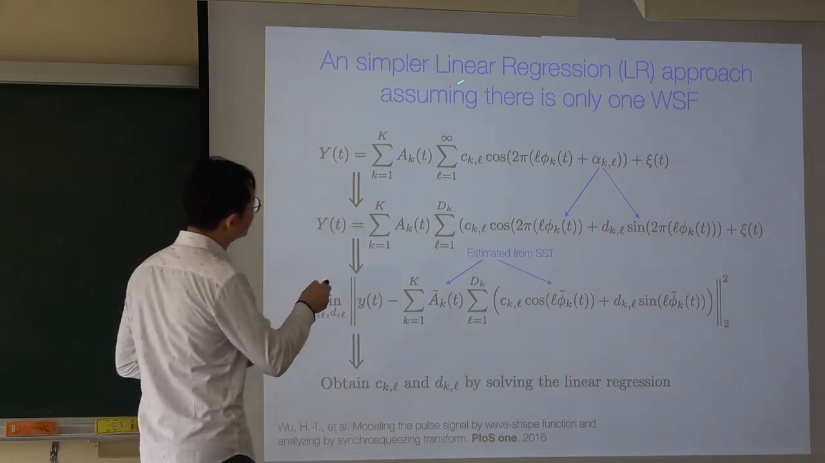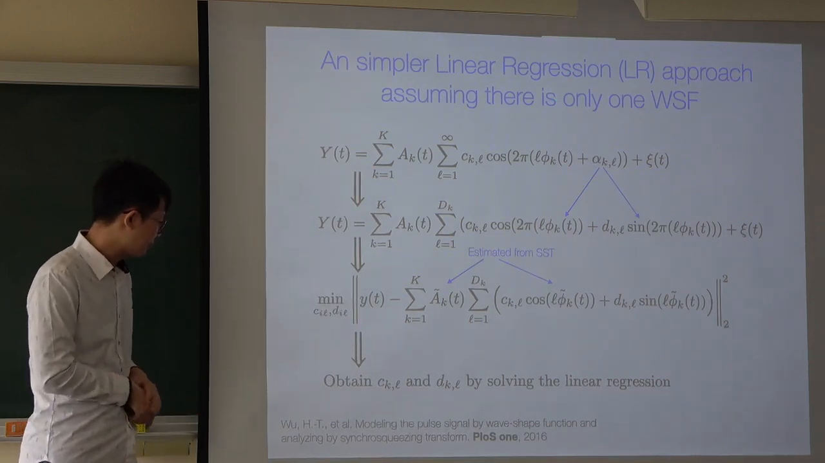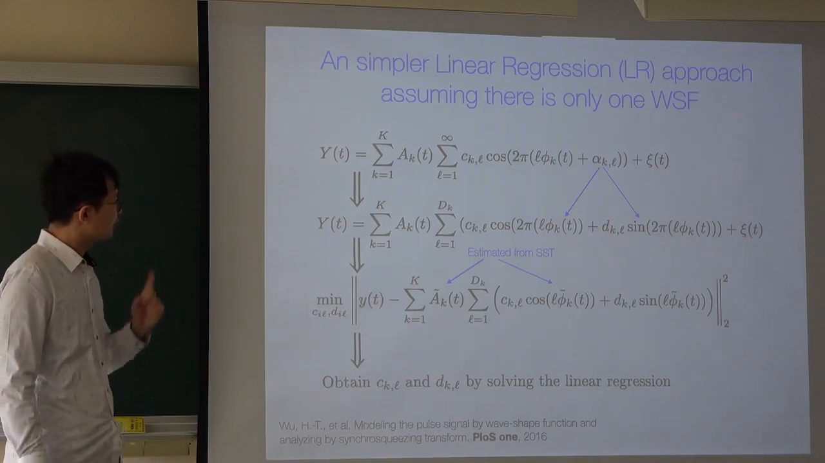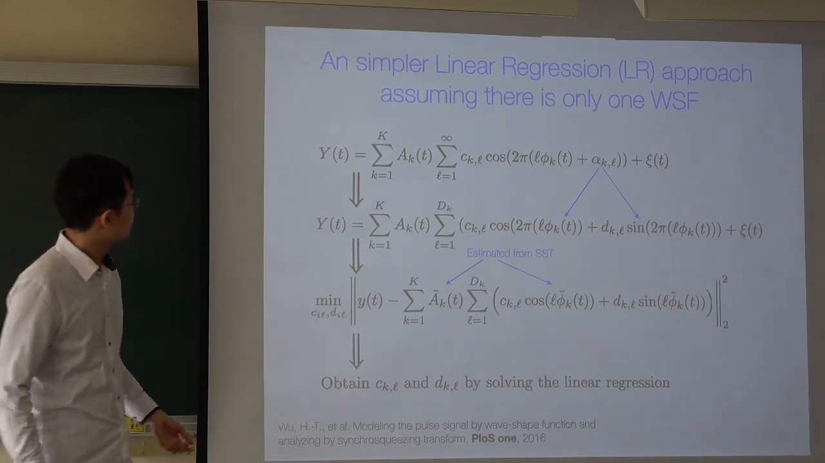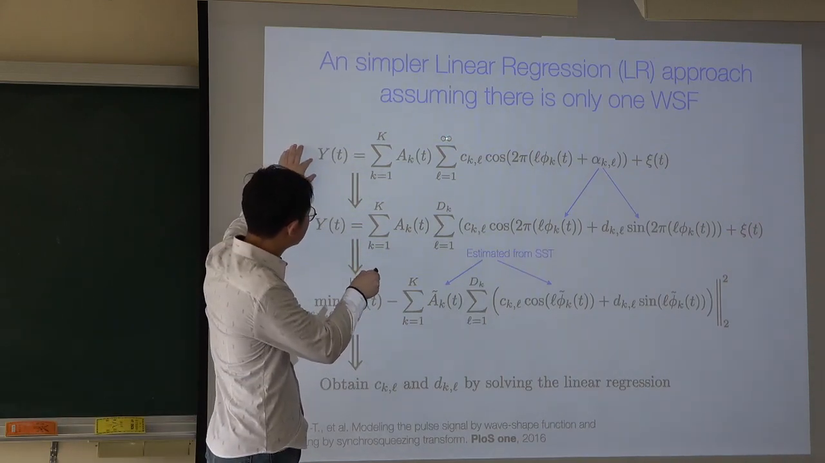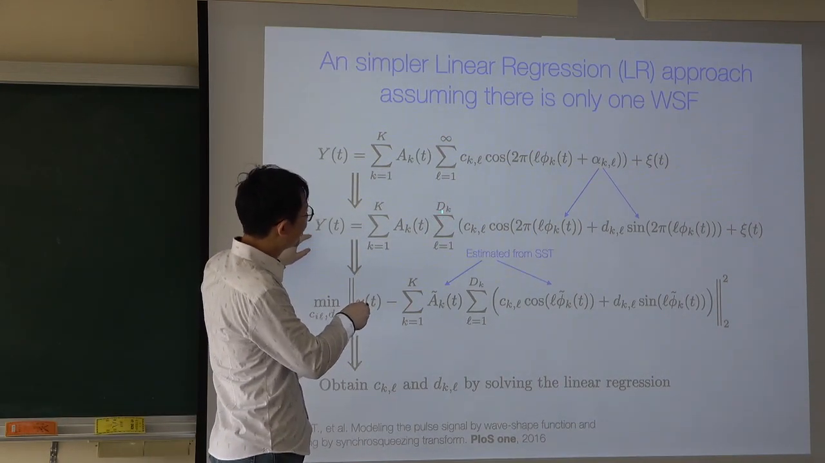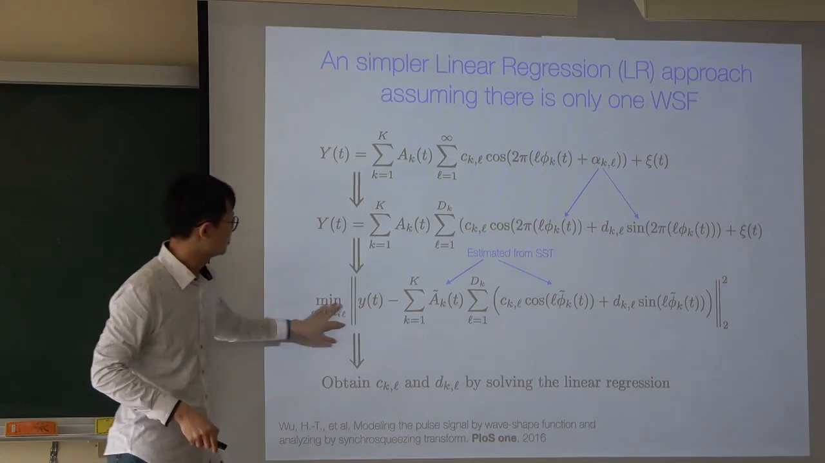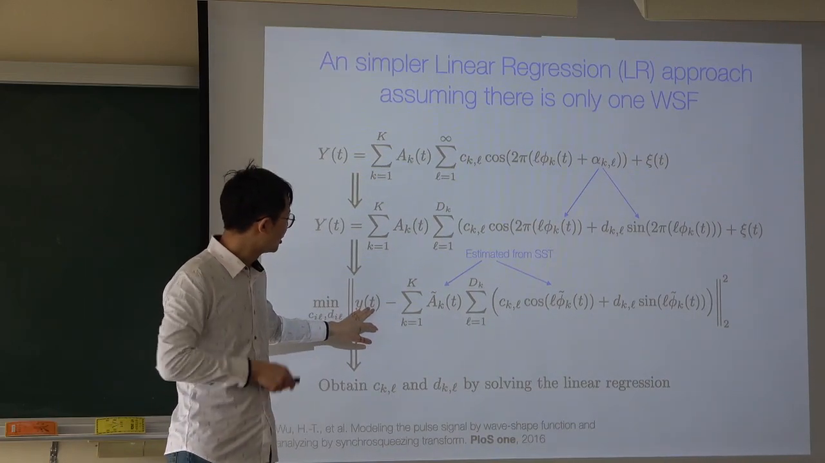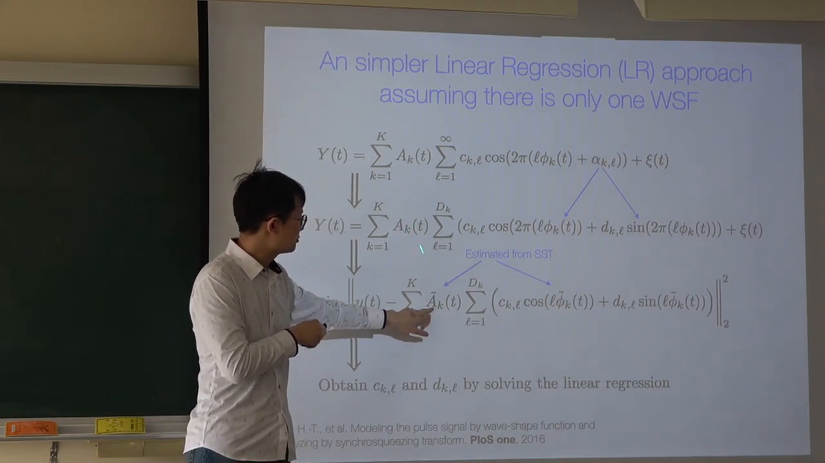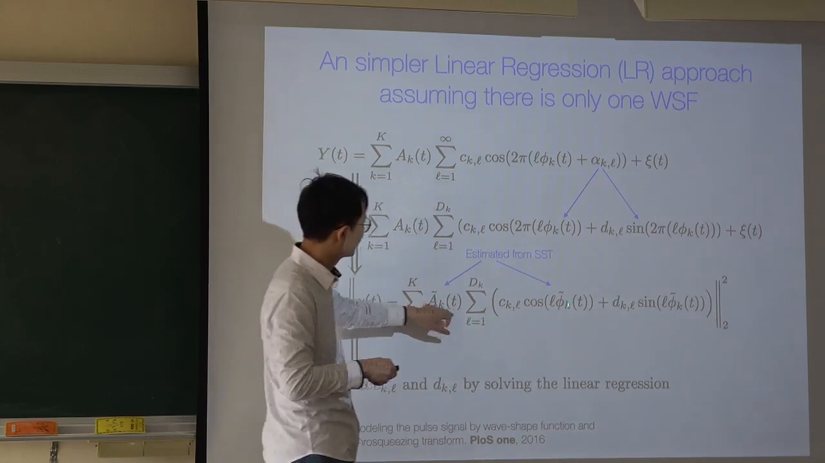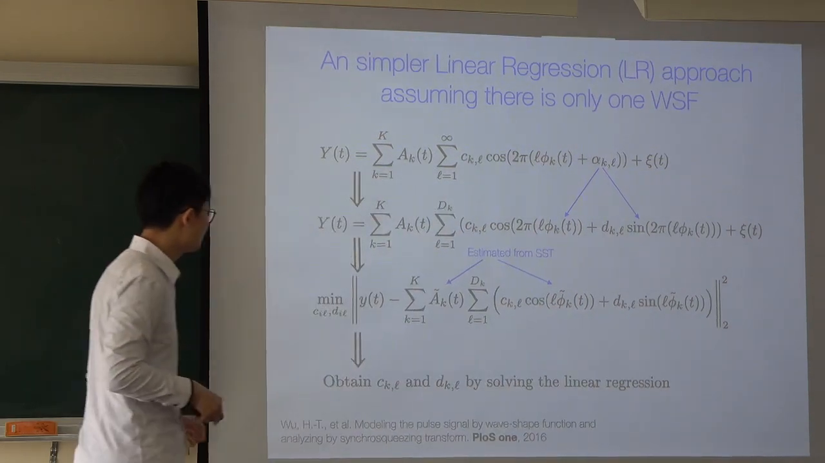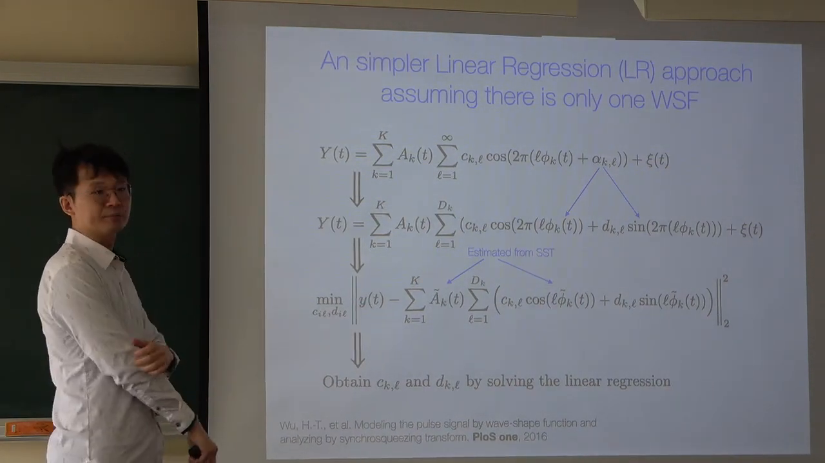So to get a nice initial guess, we use the linear regression approach, which was proposed back in 2016, assuming that there is only one wave shape function. The idea is very simple. You have infinitely many harmonics, and you assume it's finite, right? And again, you rewrite the phase into cosine and sine, and then you run some minimization. Here you know A theta k, which is estimated from synchrosqueezing, and the phase phi k, you also estimated from synchrosqueezing, and so on.